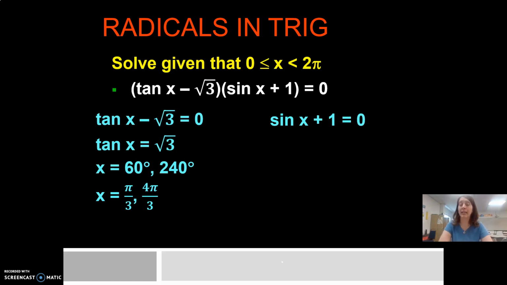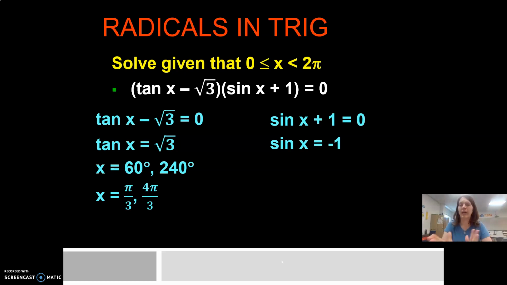Now, switching to our second equation, sine x plus 1 is equal to 0. That was the second parenthesis. The second parenthesis could also be where the 0 is sitting. If I start to solve that equation, I would subtract my 1 over, and notice that's the opposite of what was in the parenthesis. So sine x equals negative 1.